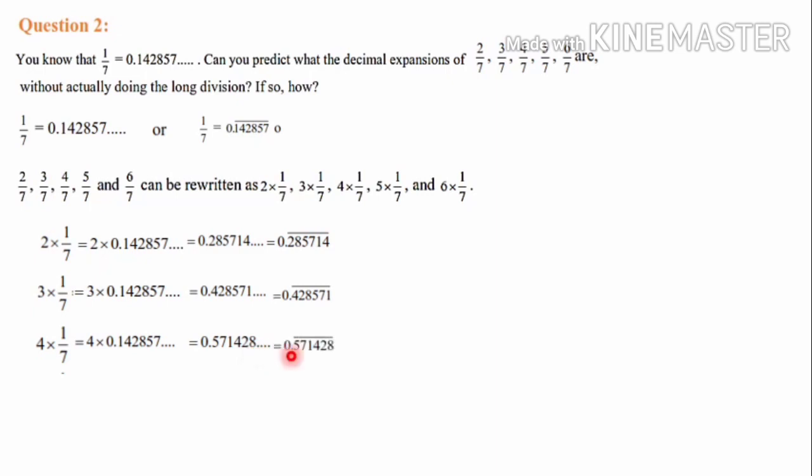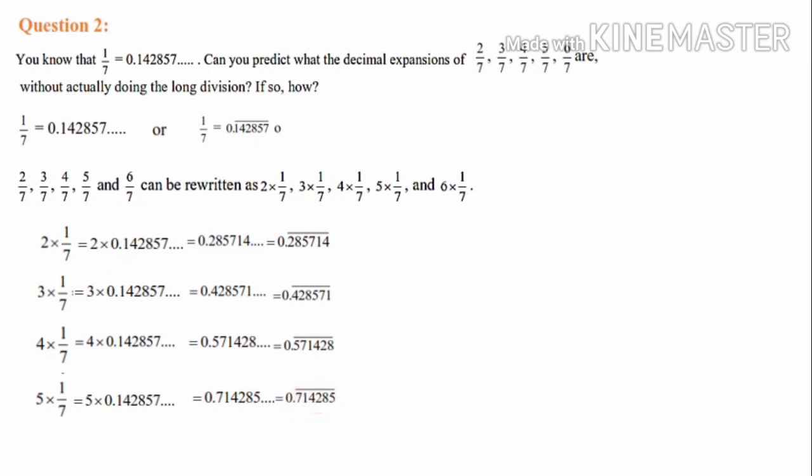That is equal to 0.571428 bar. Again, continuing the same process, that is 5 into 1 by 7, that is equal to, substitute the value of 1 by 7, 5 into 0.142857. When you multiply it, you will get the answer as 0.714285 etc.